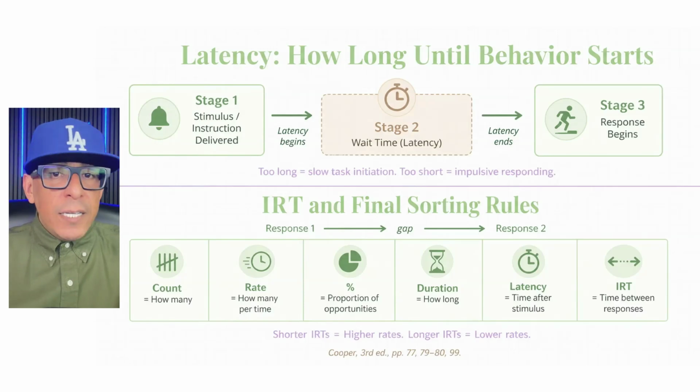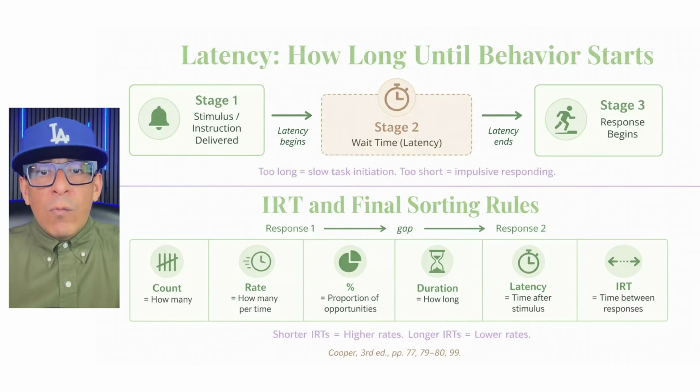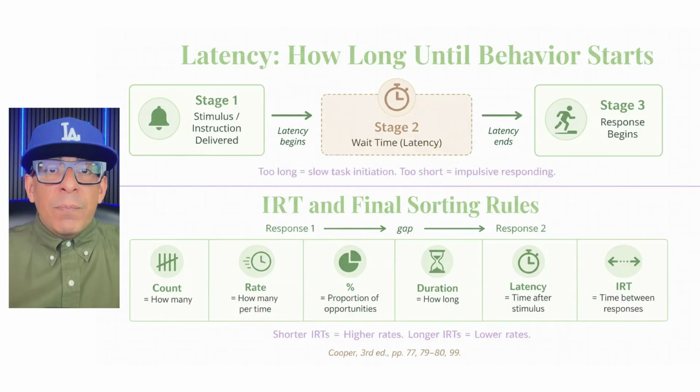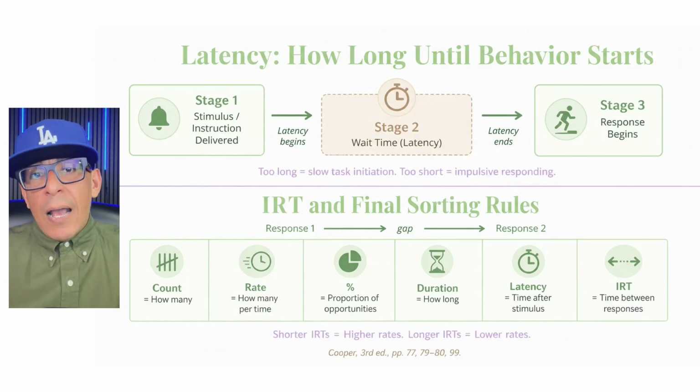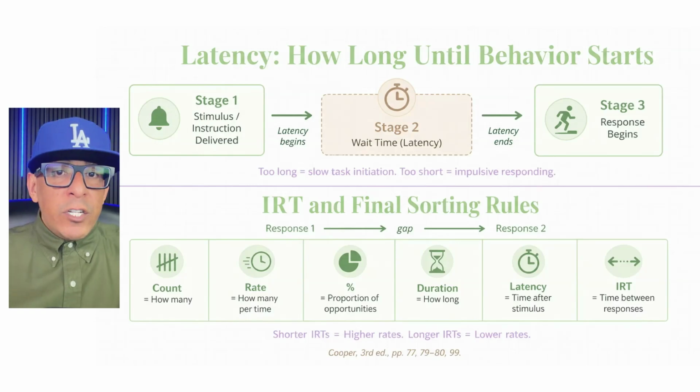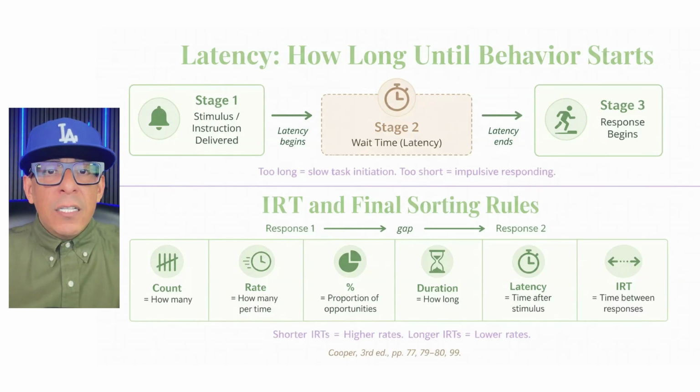Let's recap. For C3, occurrence measures include count, frequency as count, rate, and percentage, with rate adding time and percentage expressing a proportion out of opportunities. For C4, temporal measures include duration for how long behavior lasts, latency for how long until the behavior starts after a stimulus, and IRT for time between consecutive responses.